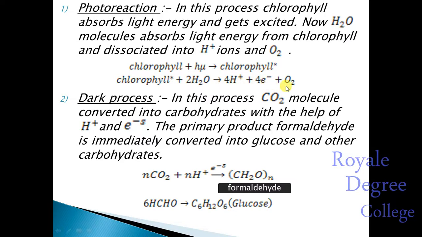Second step is dark process. In this process, carbon dioxide molecule is converted into carbohydrates with the help of H plus and electrons. The primary product, formaldehyde, is immediately converted into glucose and other carbohydrates. You can see the reaction here, n number of moles of carbon dioxide reacting with n number of moles of H plus ion and electrons. So we are getting formaldehyde here. So the 6 moles of formaldehyde are converted to the glucose, that is C6H12O6.